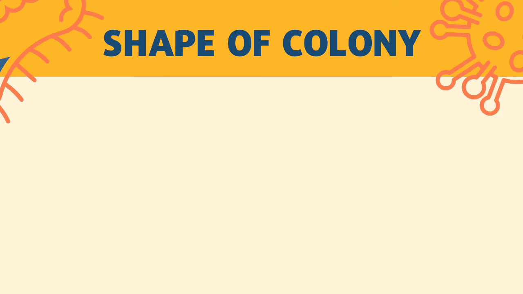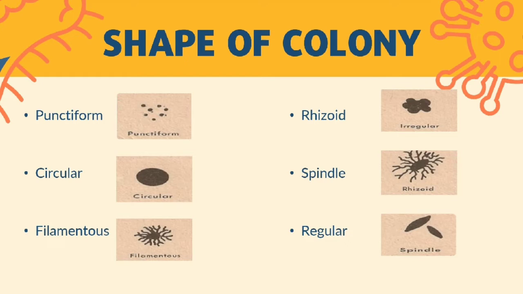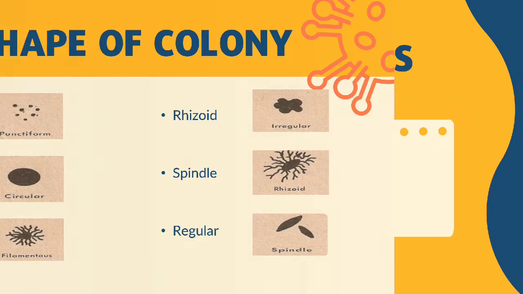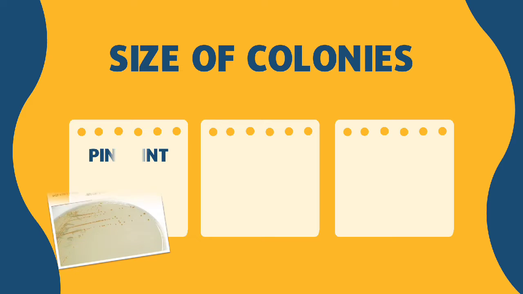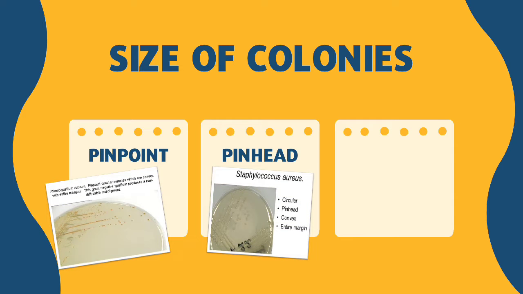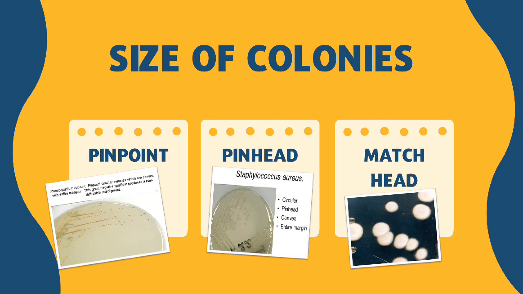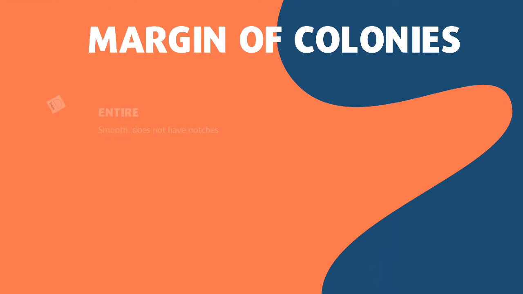Third is the shape of the colony, and it could be punctiform, circular, filamentous, rhizoid, spindle, or irregular. Fourth is the size of colonies. It could be pinpoint, pinhead, or match head. Fifth is the margin of colonies. It could be entire, which is smooth and doesn't have notches.